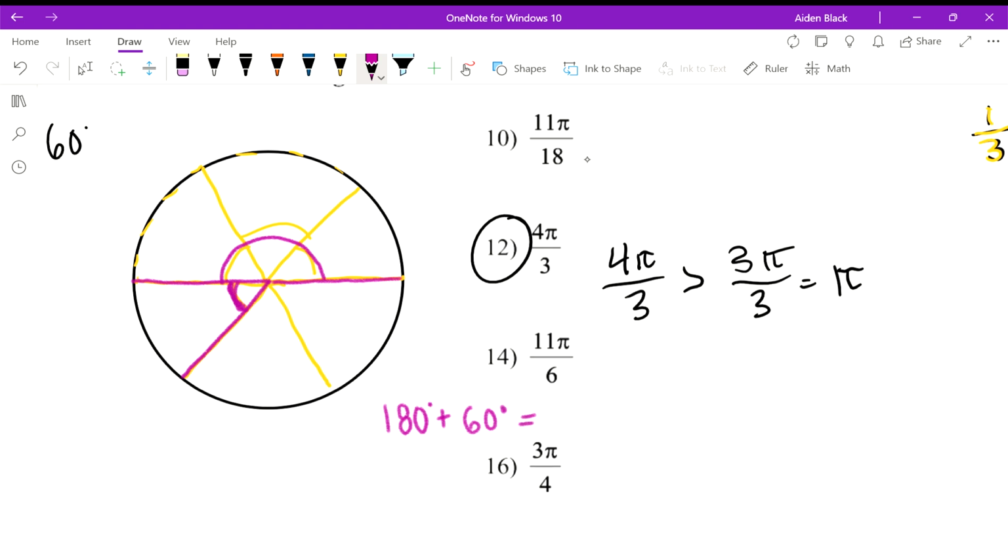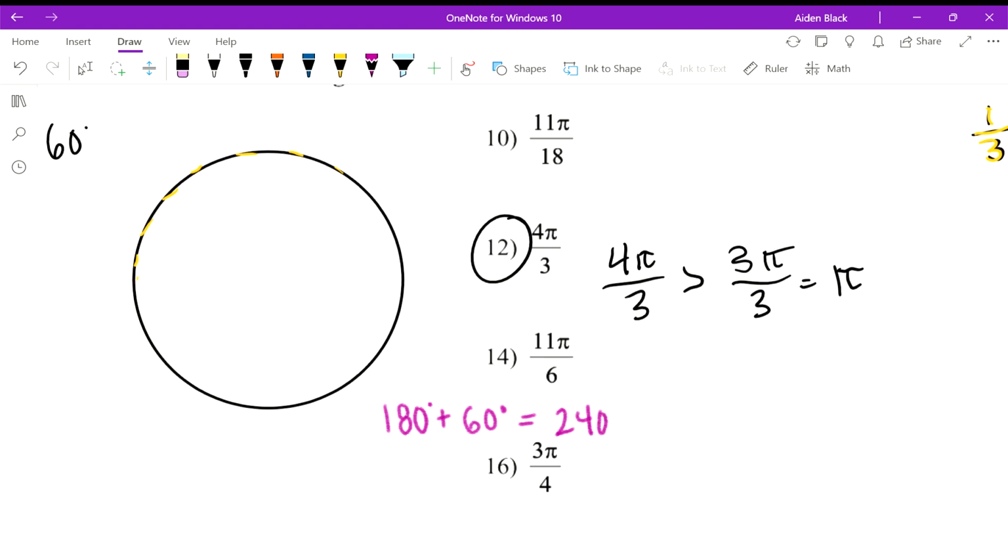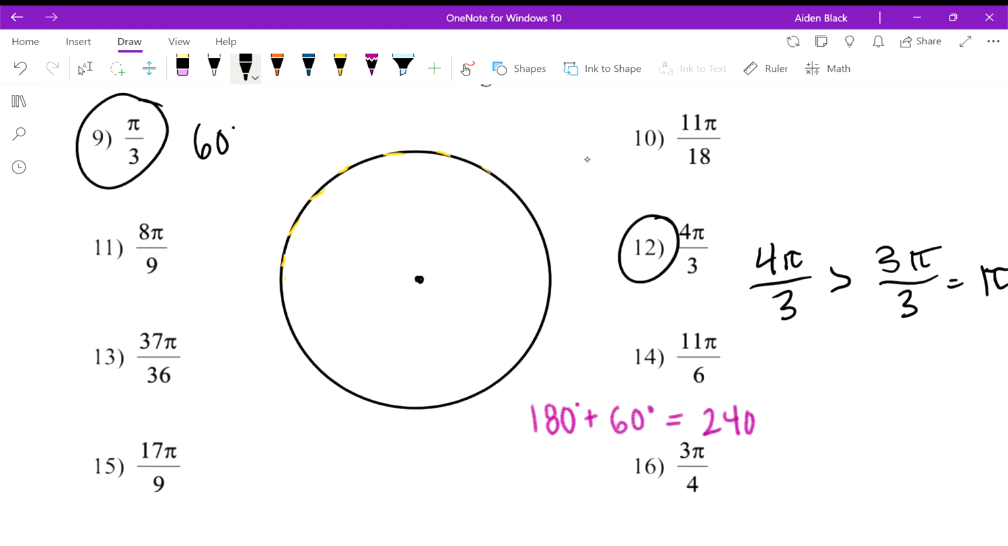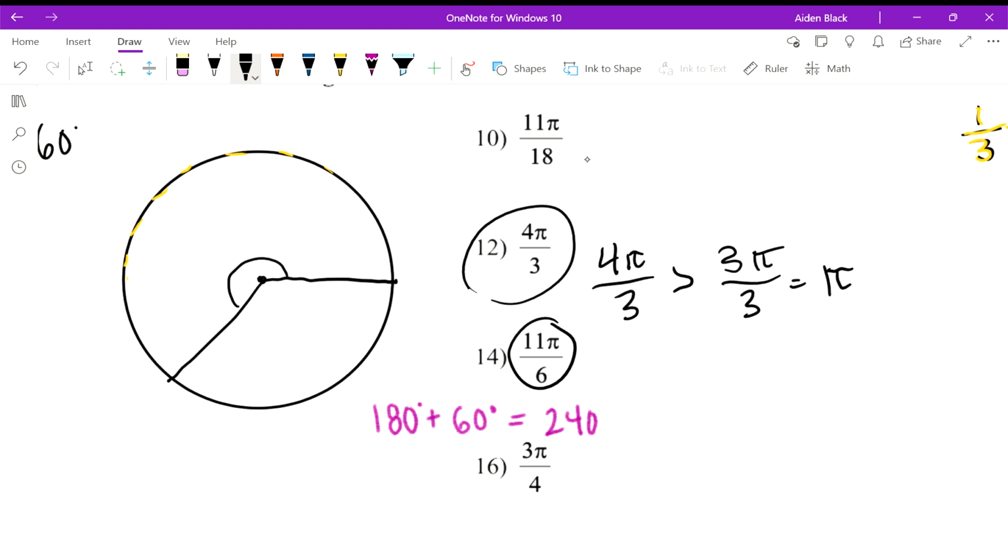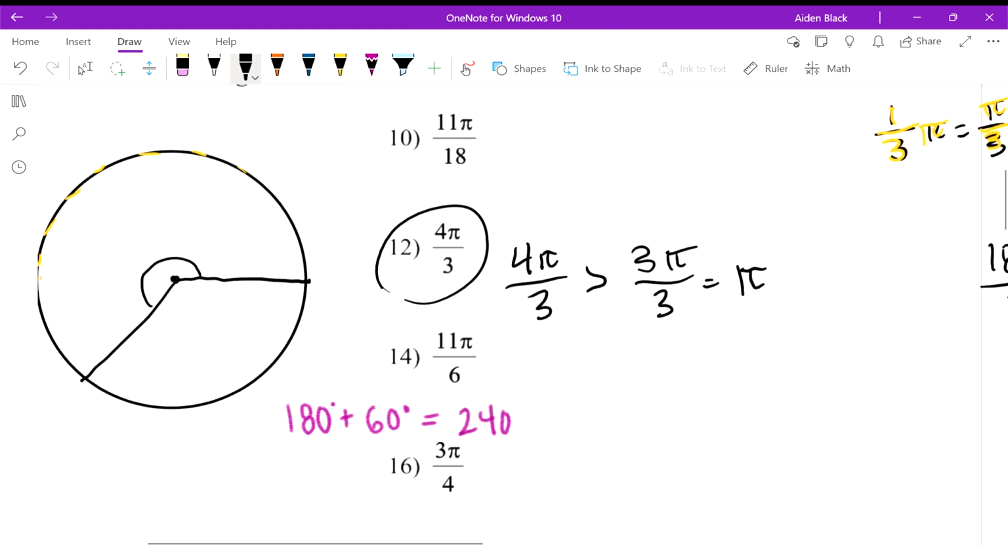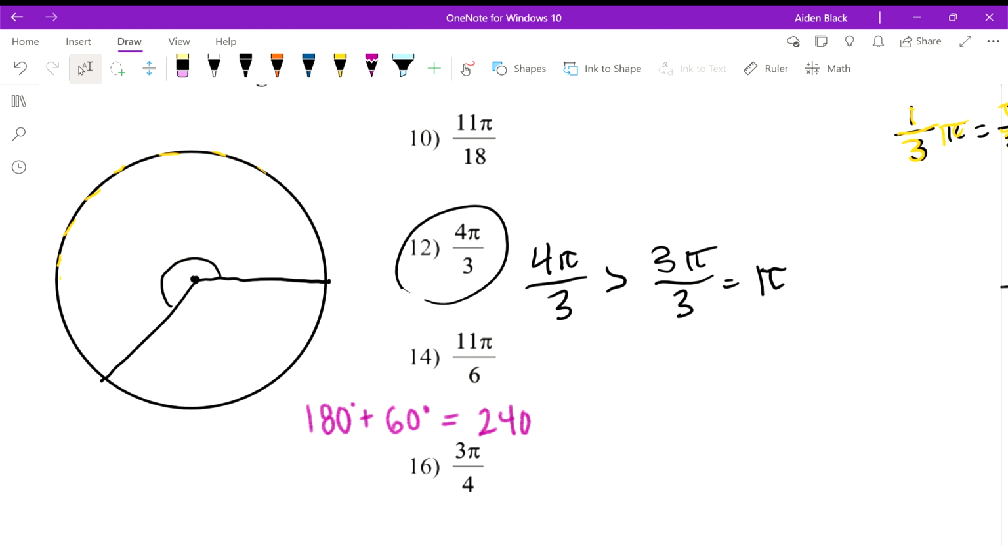What do we end up with? 240 degrees. So you should have at some point developed over the rest of this school year an idea of seeing here 4 pi thirds and going, oh, that's about right here. That's about that many degrees. It's greater than 180 by how much? Approximately 60. The bigger the number, the harder it gets, but the main idea here is you can conceptualize it because you can break the circle into that many parts.